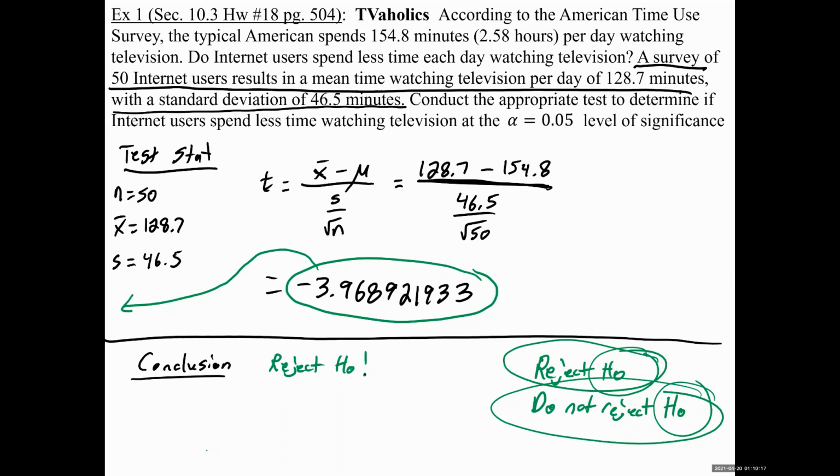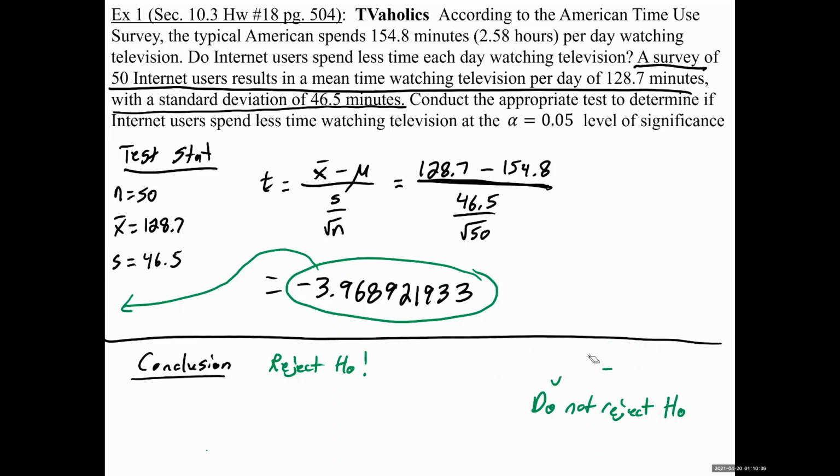So again, for that first part, these are your only choices. For every problem, those are your only choices. Reject H0, do not reject H0. That's it. If you land in the rejection region, you're going to write reject H0. If the test statistic does not land in the rejection region, you do not reject H0. Okay. And then the second part of the conclusion, you're going to write it in words. What did we learn from this problem? What did we figure out? You're going to write it in words.